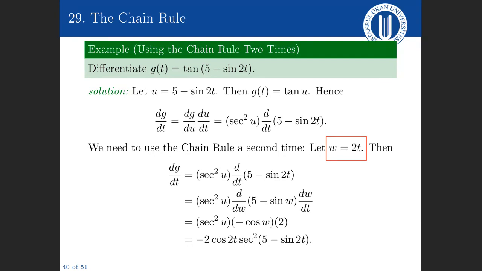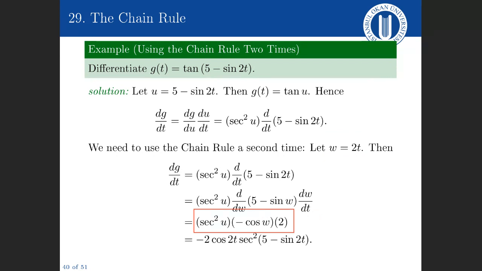Okay, going back to the calculation. By the chain rule, instead of doing d/dt of this function, I'm doing d/dw of this function, and then multiplying by dw/dt. The derivative of 5 minus sine w with respect to w is minus cos w, and dw/dt is just 2. So we have sec squared u times minus cos w multiplied by 2.